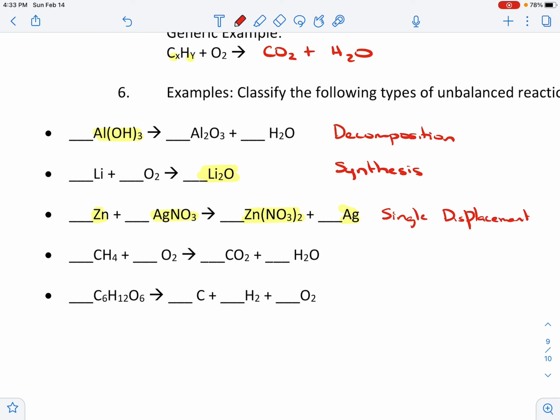Awesome. Now looking at this next one, we have CH4 and O2. That should give it away right away. That's a combustion.